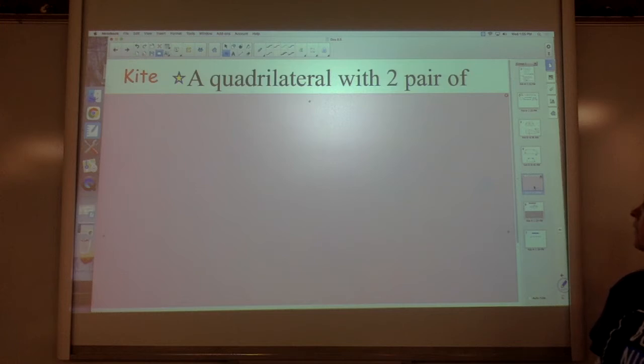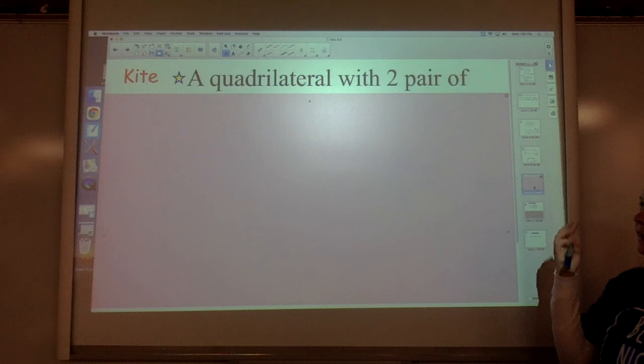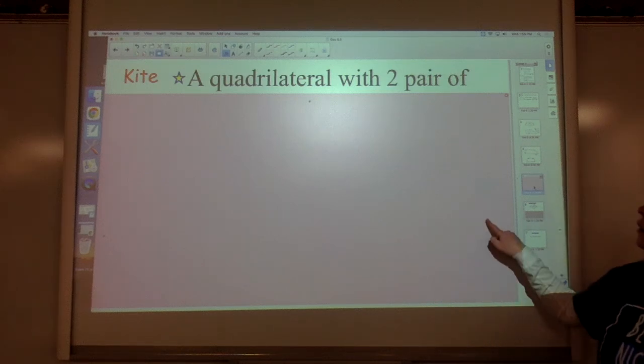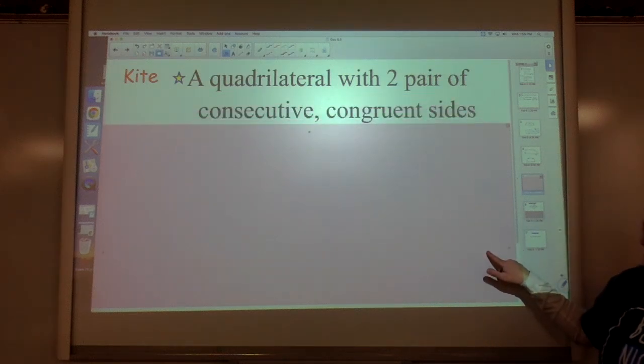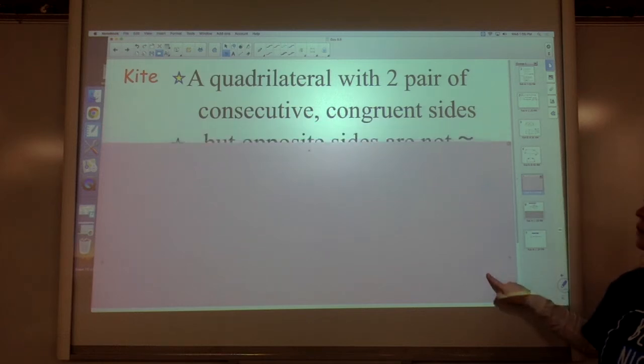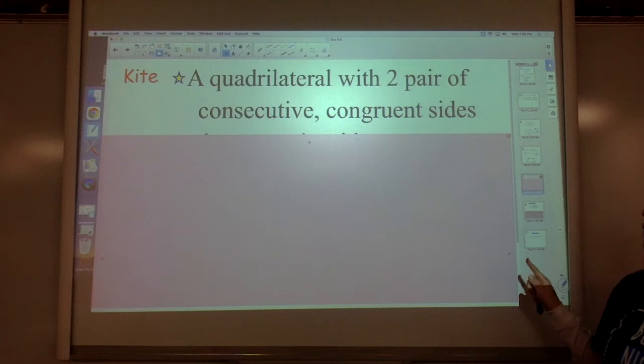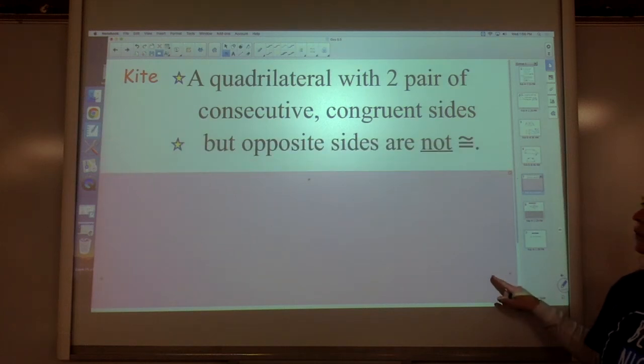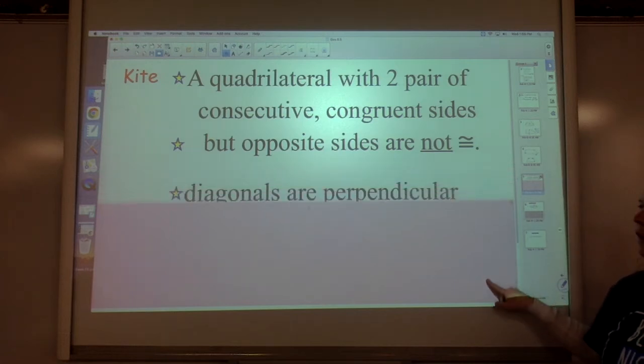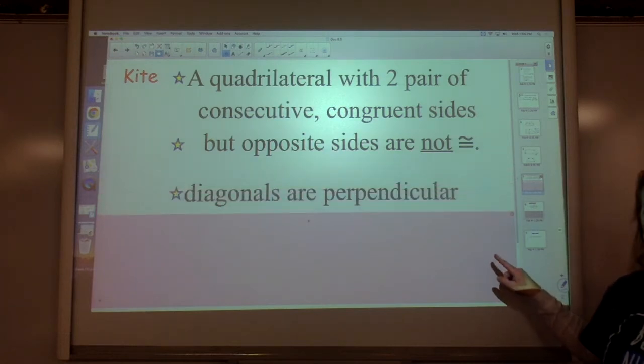More vocab, finishing up quadrilaterals. This is our last one, a kite. Kite is another quadrilateral. This is kind of weird, with two pair of consecutive congruent sides. A quadrilateral with two pair of consecutive congruent sides. Write that down. We'll get back to it later. Pause it if you need to. But opposite sides are not congruent. And I'll show you why that has to be a but in there. Why does my kite have a but?